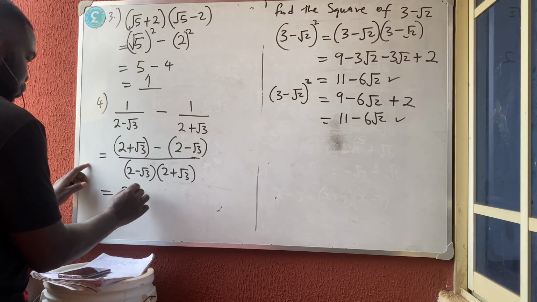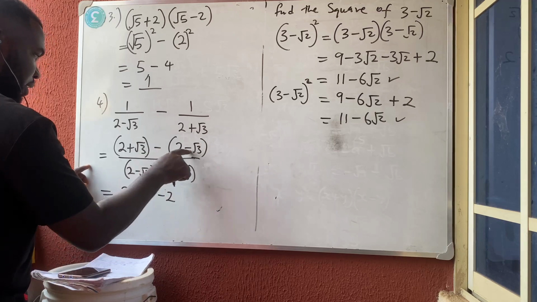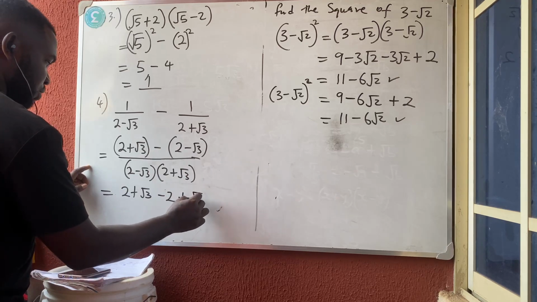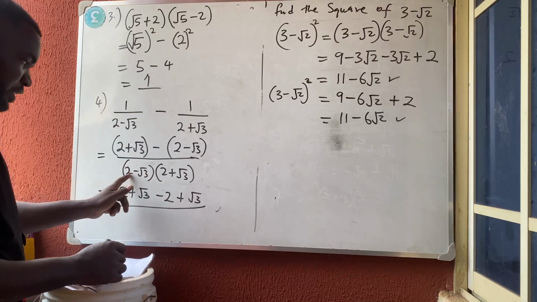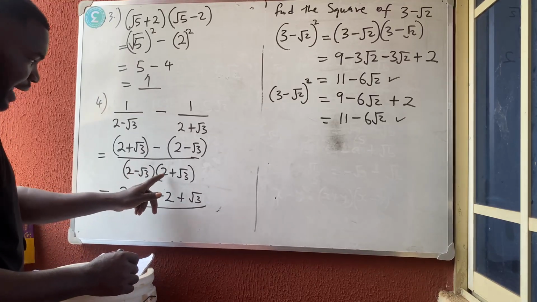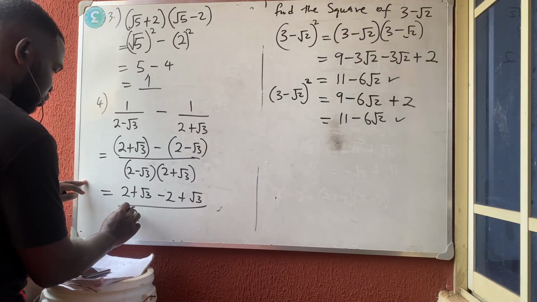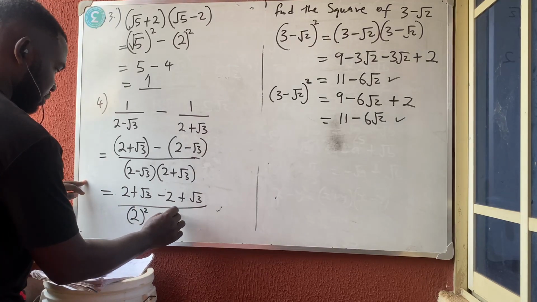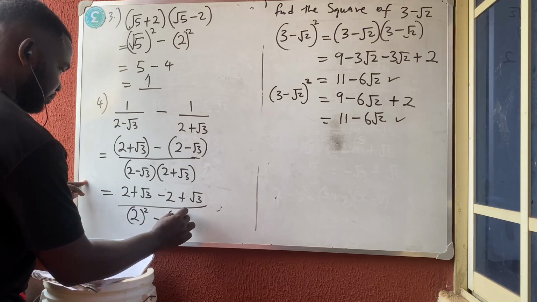Now let me clear the bracket with that minus. I'm having 2 plus root 3, minus times this minus 2, minus times minus plus root 3, all over. Don't forget that this is difference of 2 squared. The first person minus the second person, and the first person plus the second person. So my answer means the first person squared minus the second person squared.